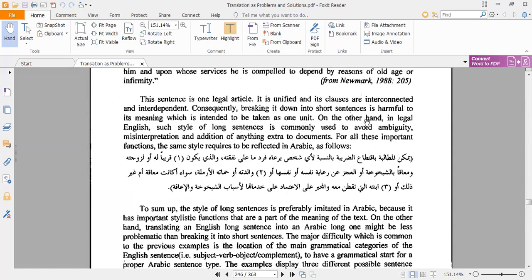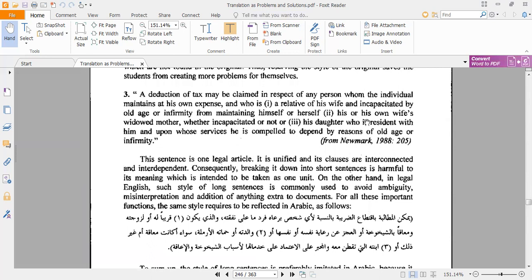Okay. Now this last example is a legal example, or this example is taken from a legal context. A deduction of tax may be claimed in respect of any person whom the individual maintains at his own expense and who is a relative of his wife. And as you see here, it is a very long sentence.